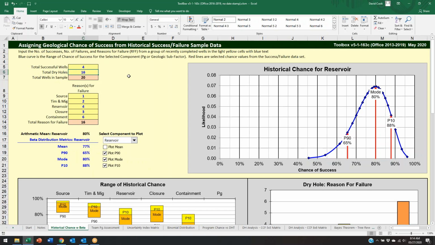you can get a sense as to what is the range of average chance of success that would be represented by those numbers of successes and failures. We need to remember that there is uncertainty associated with a PG in these wells, simply because the success or failure is a random sample associated with those number of wells.